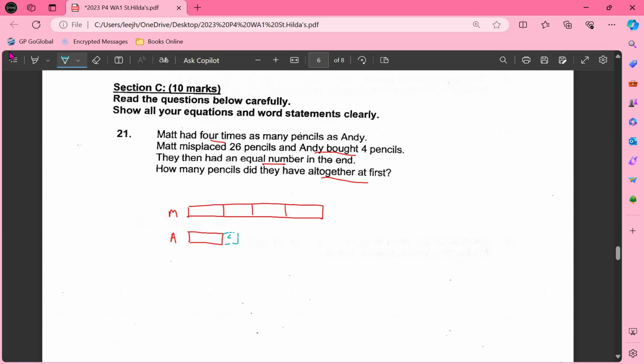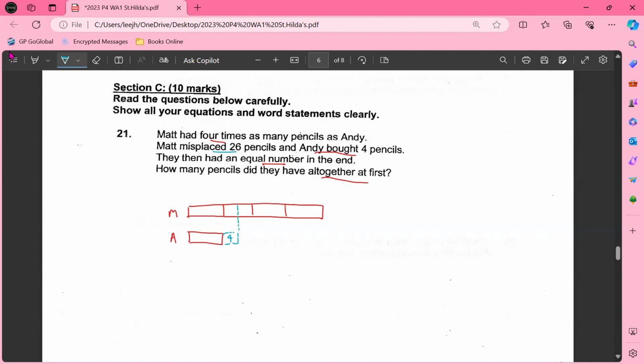So let's say it's 4. And Mat will misplace 26. So that means they will have equal after that, right? So Mat misplaced means Mat's model gets lesser. So if Andy after buying 4, Mat misplaced 26, both will have the same.